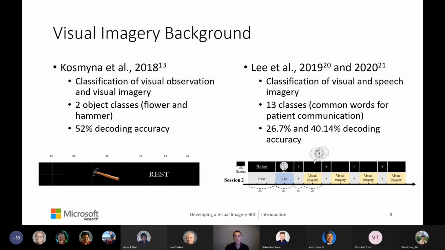So for the visual imagery classifier, when they first did this in 2019, they were able to get around 27% accuracy, which doesn't sound great, but with 13 classes and chance level being around 8%, there's still something there. You're able to classify between the categories. And then when they repeated this a year later with a larger cohort of participants and some different processing techniques, they were able to increase this classification pretty remarkably up to around 40%.